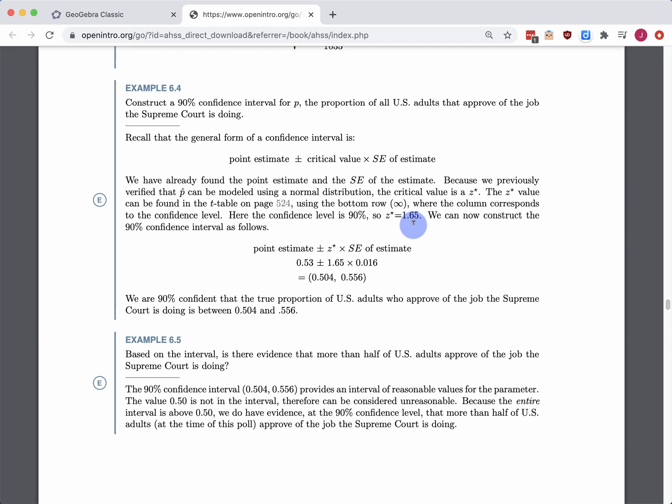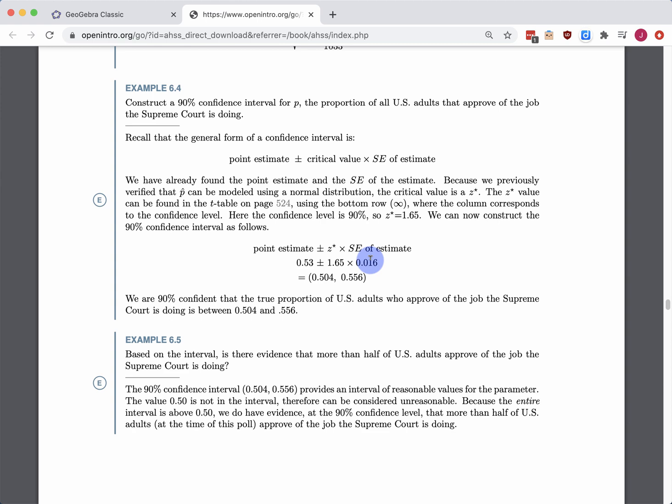It sort of varies from book to book and depending on how many decimal places you want to use. This book uses 2 decimal places. Okay, so back to our formula. We have the point estimate. We now understand what z is.